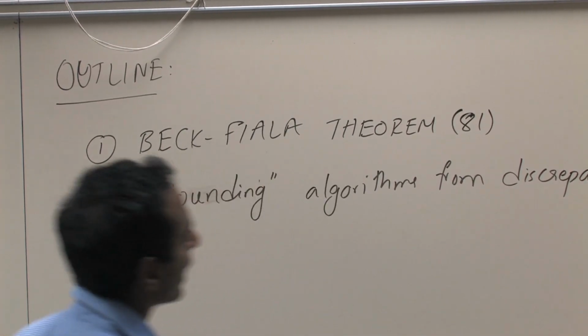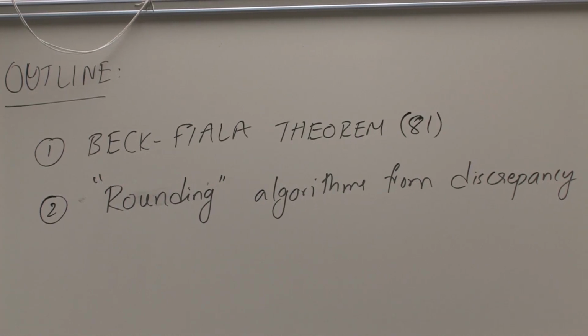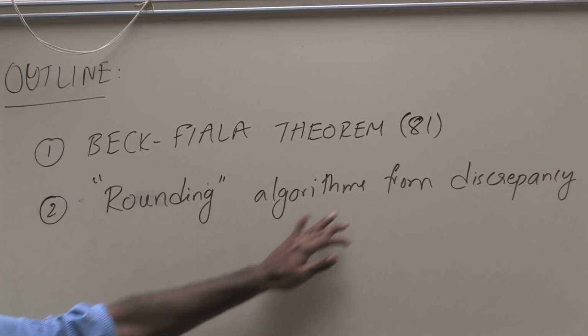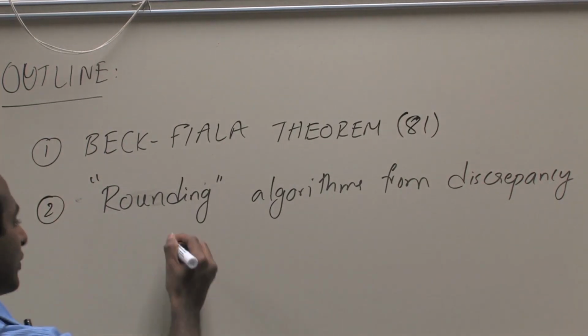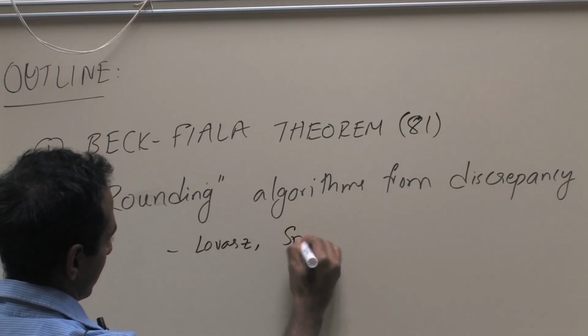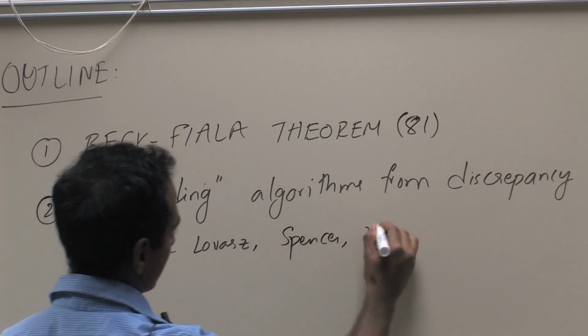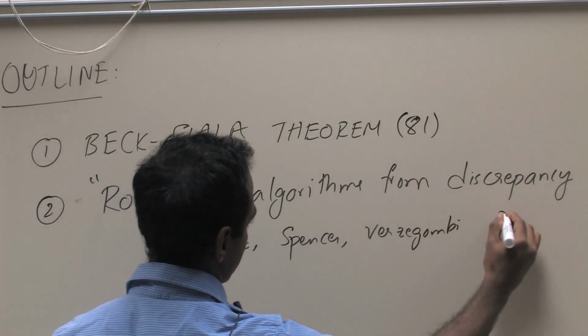The second will actually be an application to computer science problems. And this will be in the form of rounding algorithms through discrepancy theory. This is a very beautiful result of Lovász, Spencer, and Vesztergombi, from '86.